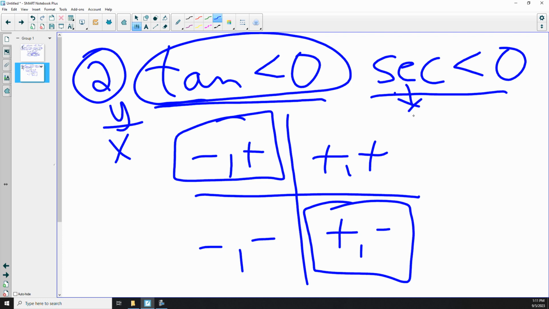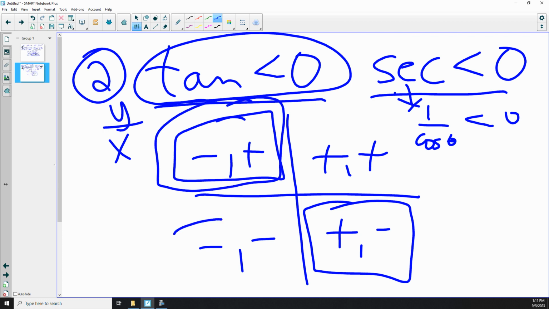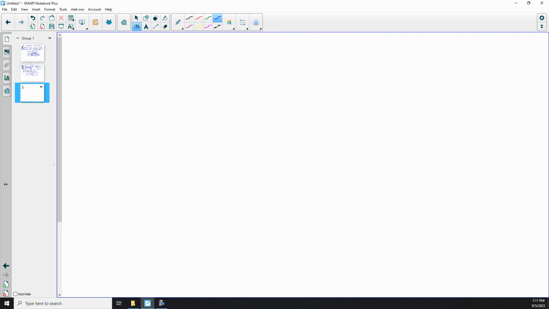Secant gets its name from what? Excellent. 1 over the cosine. So therefore, the only way the ratio secant could be less than 0 is if what? If x is less than 0. So we must be on the left side, so it would be second and third. So what is the answer to this one? It is 2. Easy cheesy.